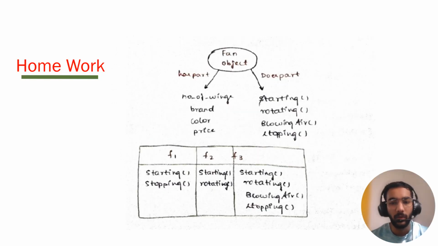This is a homework question for all of you. I have given a Fan class which contains a has part and does part. Your task is to create three objects F1, F2 and F3. F1 has starting and stopping methods. F2 has starting and rotating methods. F3 contains starting, rotating, blowing air and stopping methods.